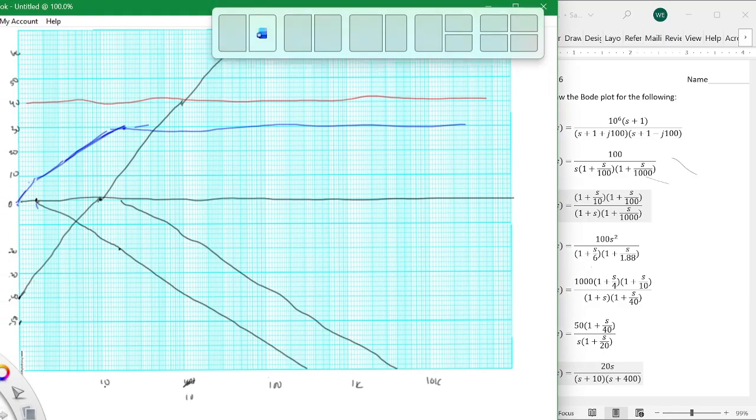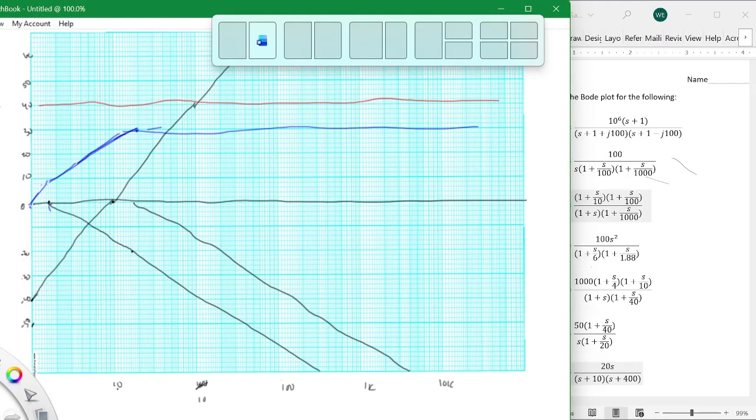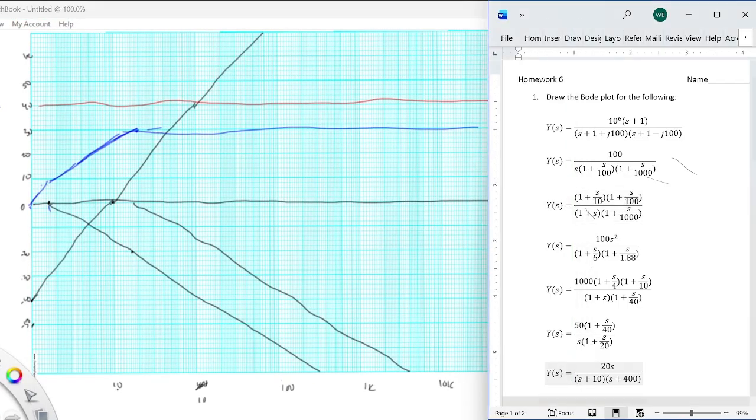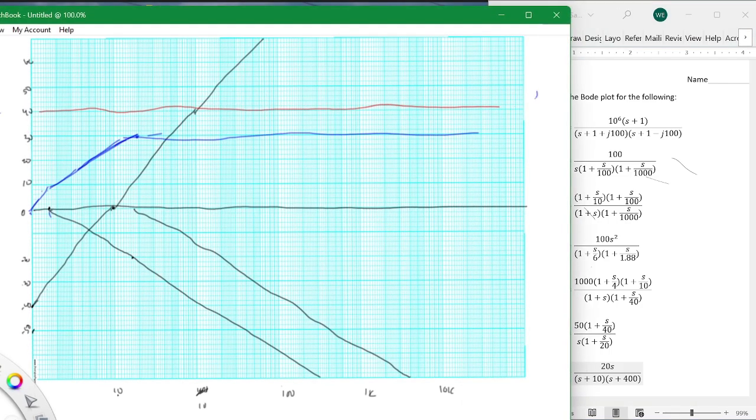What, 166? Okay, so 1 divided by 6 is... Did I do it? I did it wrong. 1 divided by 6 is 0.166. Okay, right? 1 divided by 6 is equal to 0.166. Isn't that right? Okay.